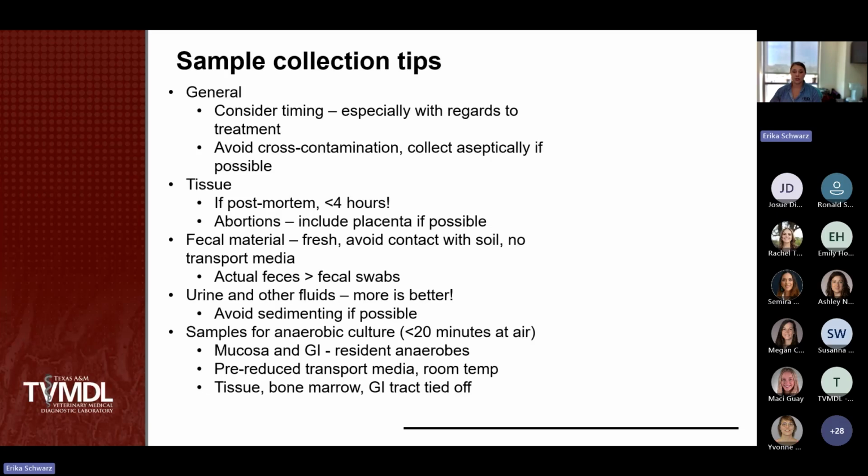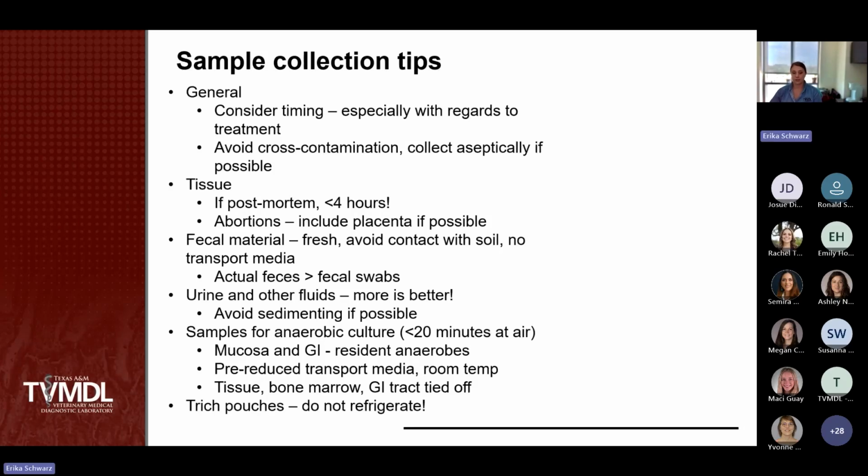Remembering that mucosa and the GI tract both have resident anaerobes. So you may see anaerobes come out of your normal culture. We do set up anaerobic plates, but really using that context is important. Things like tissue, bone marrow, or GI tract, as long as it's tied off, are perfectly acceptable to send without transport media. And then a note about trich pouches.